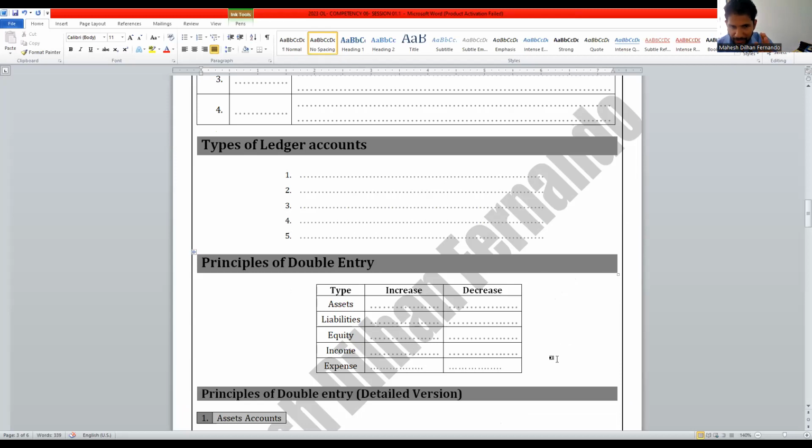Please, when you study this lesson, go and read the principles of double entry, the definitions of the accounts. What are assets? How are they classified? Characteristics of assets, characteristics of liabilities, definition of liabilities. I have taught everything at this point. That is why I told you that you have to study it.